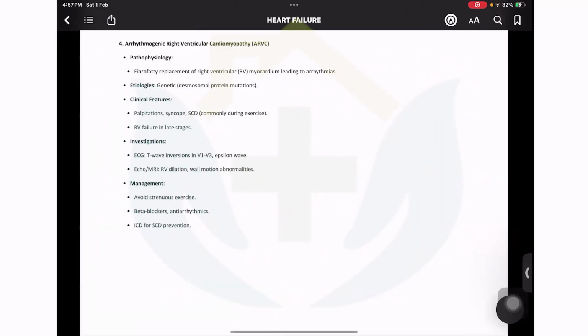Last but not the least is arrhythmogenic right ventricular cardiomyopathy, ARVC. Very important, will come in MRCP exam every year. So basically this is an isolated cardiomyopathy of the right ventricle. What happens is a fibrofatty replacement of the muscular tissue in the right ventricle. Now this fibrofatty tissue leads to arrhythmias. Usually it is ventricular arrhythmia, VT. So it is literally an explosive kind of a VT storm that happens.